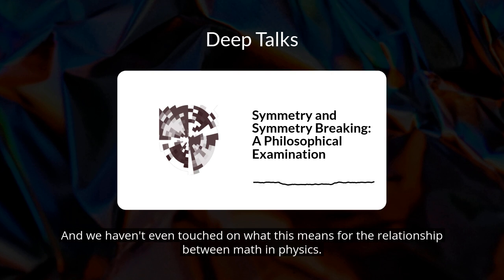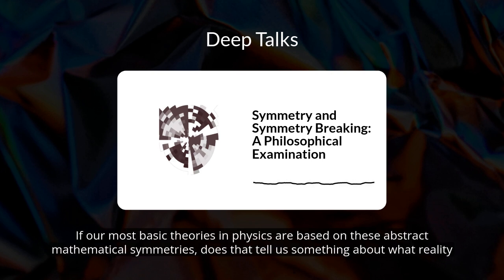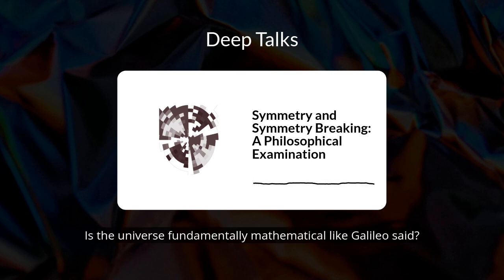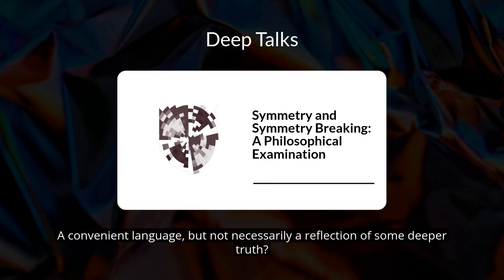Yeah, those are exactly the kinds of questions that physicists and philosophers are trying to answer. And we haven't even touched on what this means for the relationship between math and physics. Oh, you're right. That's another huge part of this whole thing. If our most basic theories in physics are based on these abstract mathematical symmetries, does that tell us something about what reality really is? Is the universe fundamentally mathematical, like Galileo said? Or is math just a tool we use to describe the world? A convenient language, but not necessarily a reflection of some deeper truth?